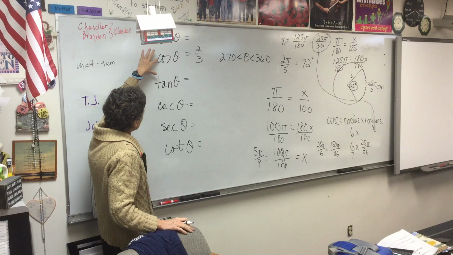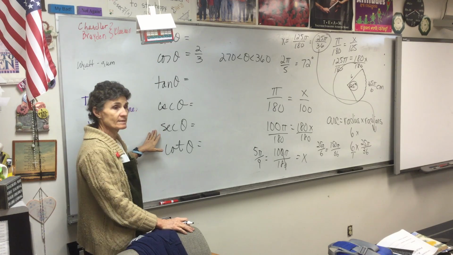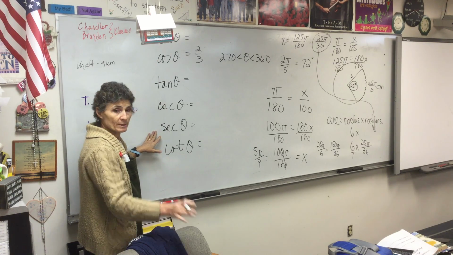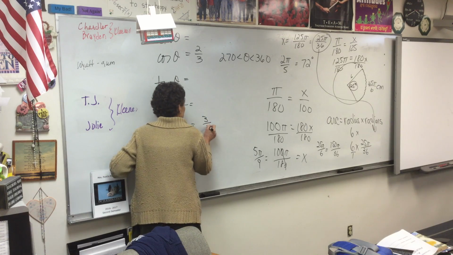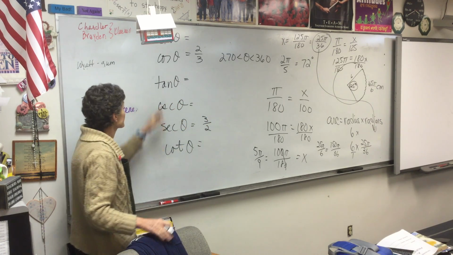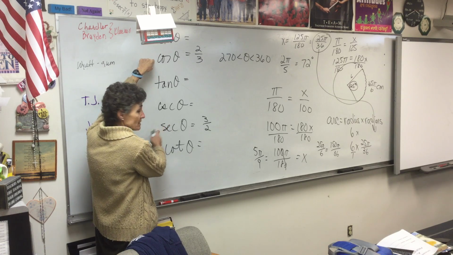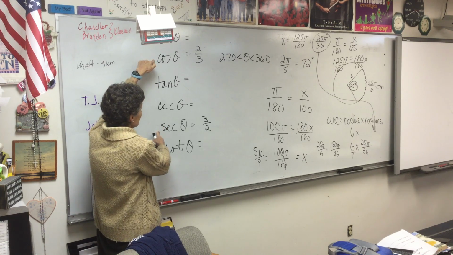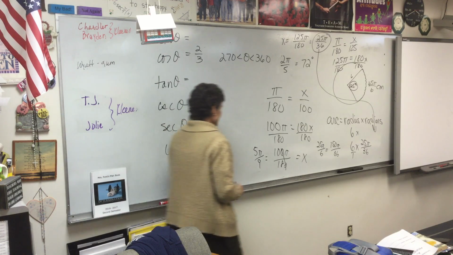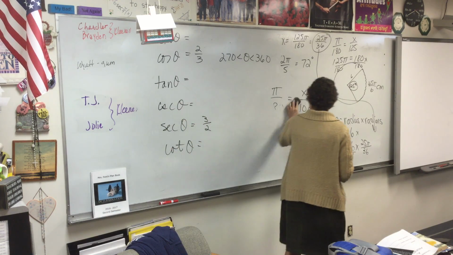Well, wait a minute. If the cosine is 2/3, what's the secant? 3/2. That's an automatic. So everybody gets these two right. That was given, and this is just the reciprocal. All right, how do we go about finding the rest of them? Do you know?